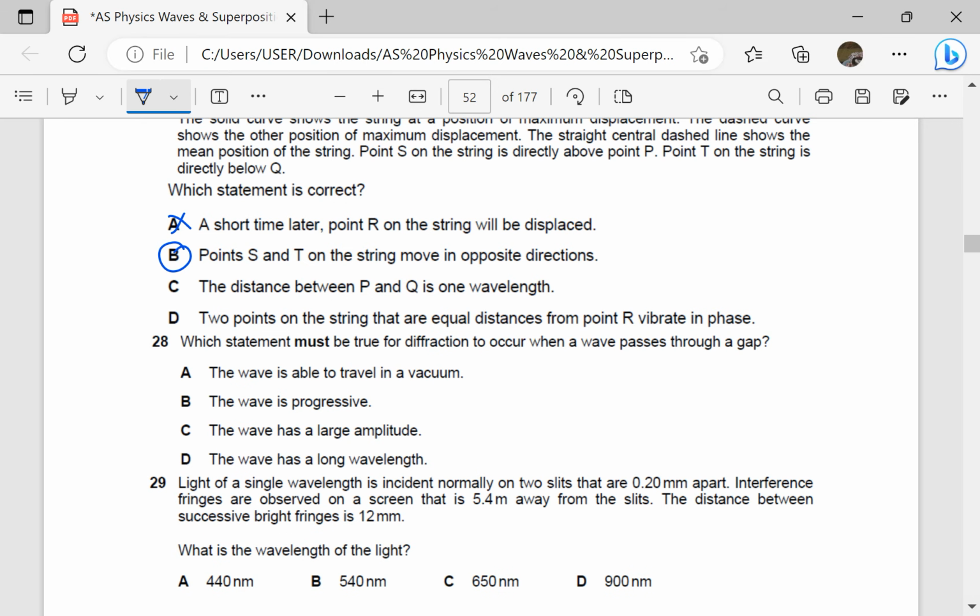Which statement must be true for diffraction to occur when a wave passes through a gap? The wave is able to travel in a vacuum. The wave is progressive. The wave has a large amplitude. The wave has a long wavelength. So the answer is going to be B. For diffraction to occur, the wave must be progressive. In other words, it must be transferring energy from one point to another. That's how it is going to be able to spread through the gap, or spread around an edge. So the answer is going to be B. The wave must be progressive for diffraction to occur.